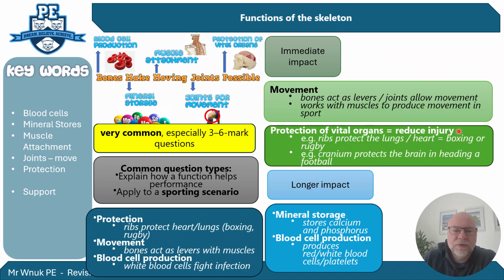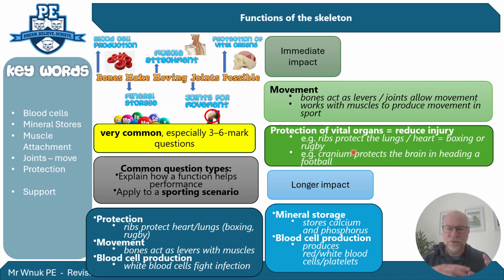Protection of vital organs is probably the most common area that comes up, and really you just need to know a couple of the main bones that are flat bones often that are protecting vital organs. So the ribs protect the lungs and the heart, and then apply it to a scenario. So in boxing, for example, where someone's taking a punch, the ribs are there protecting the lungs. Or in rugby, if someone's receiving a tackle, then they're less likely to get injured.